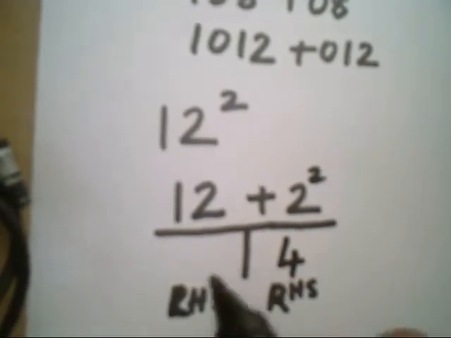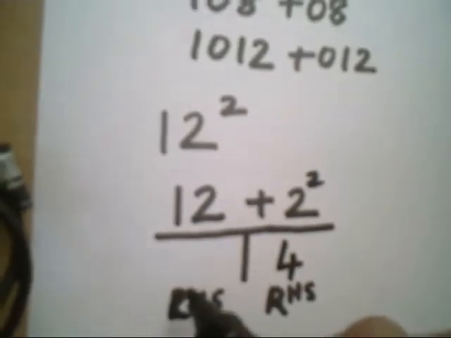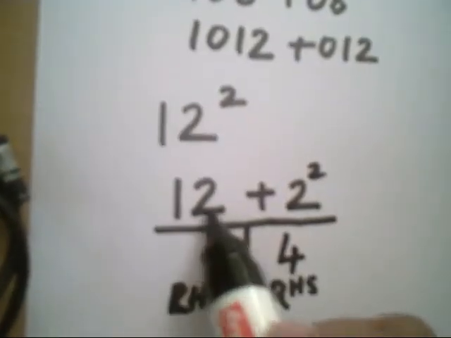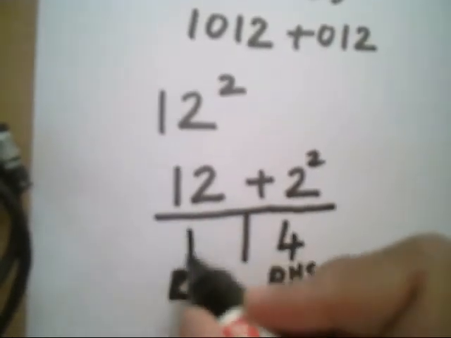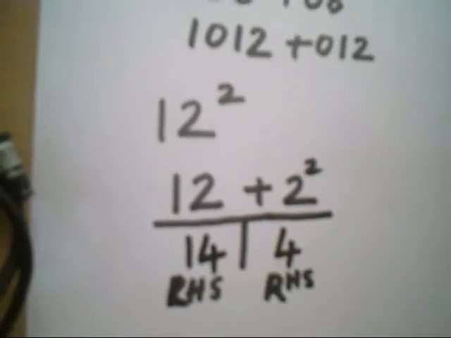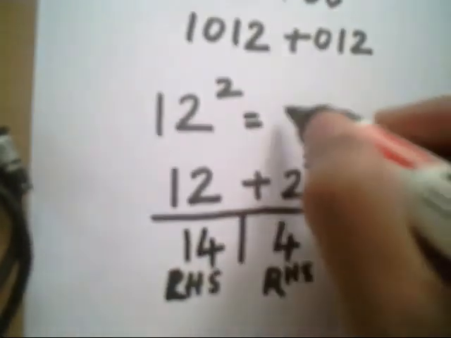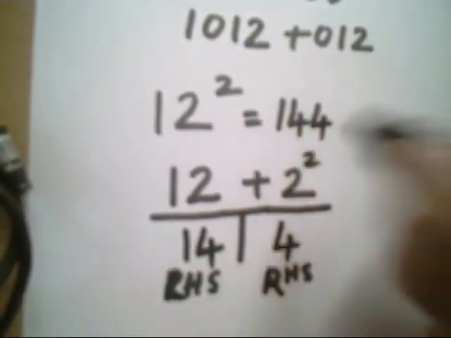That is, 2 square is 4. And to get the answer at the left hand side is very simple. Already you have written, just add the deviation and the number. That is 12 plus 2 is 14. And that's all. I got the answer, that is 12 square is 144.